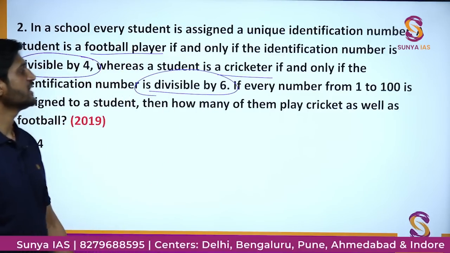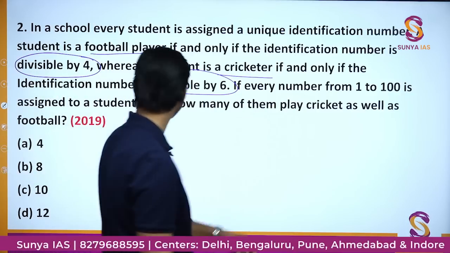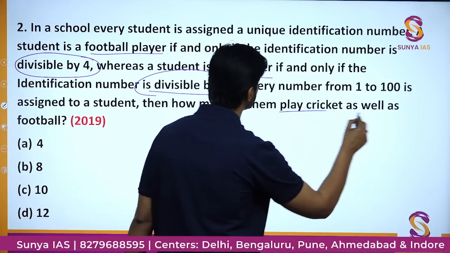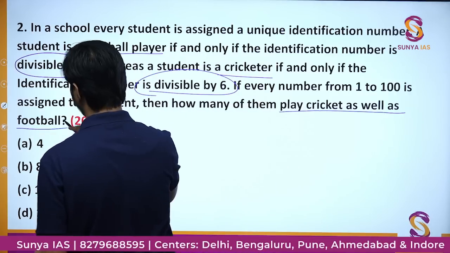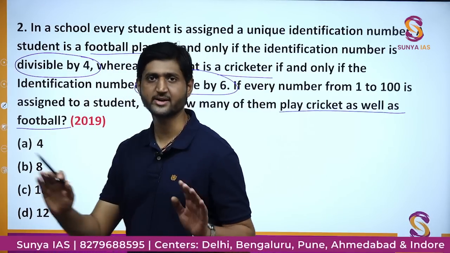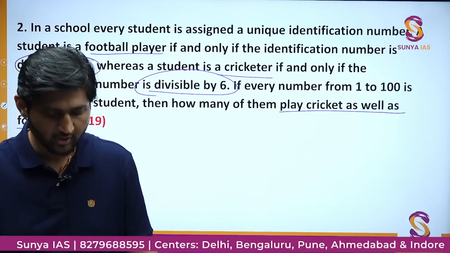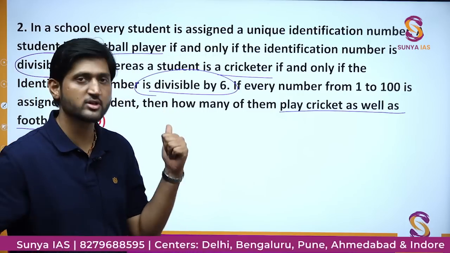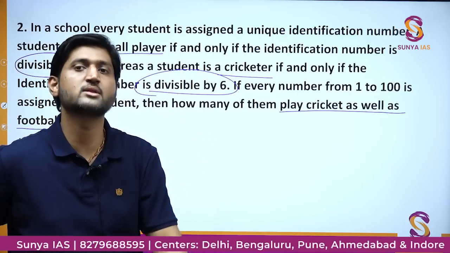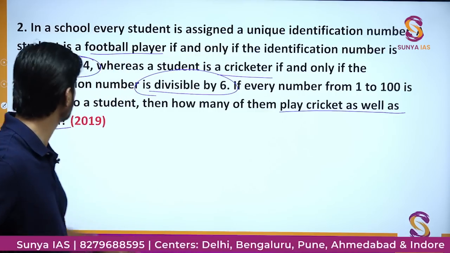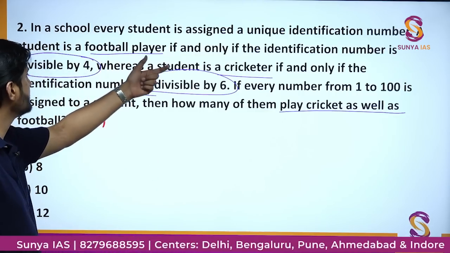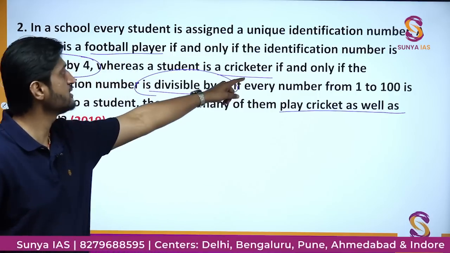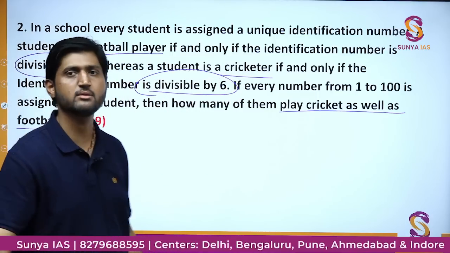Okay. If every number from 1 to 100 is assigned to a student, then how many of them play cricket as well as football? So are you able to understand the question? In any school, there is a system of assigning some roll number. So here in this school, roll numbers are assigned in such a way that if a person is a football player, his roll number or identification number will be divisible by 4. And if he is a cricketer, his identification number will be divisible by 6.